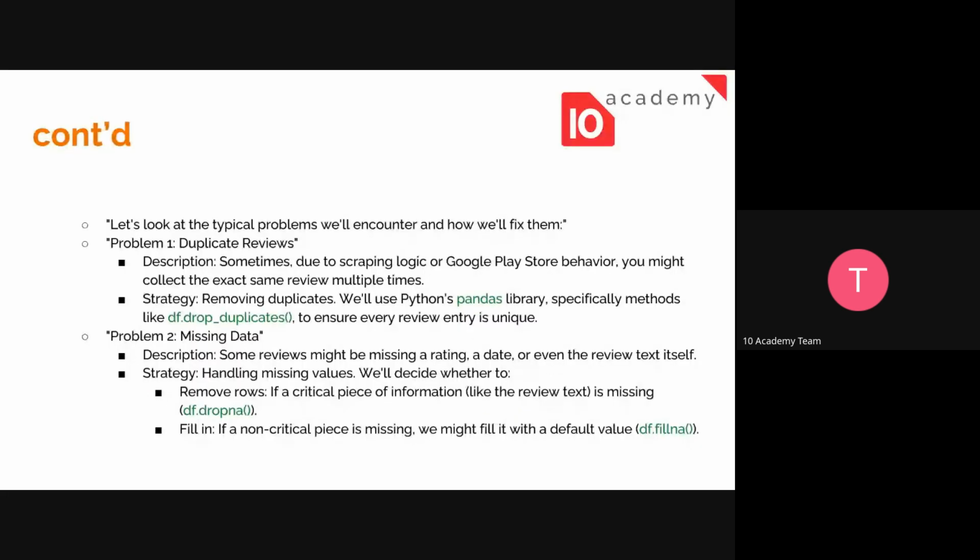So problem one: we're going to have duplicate reviews. The first issue we often face is duplicate reviews, the same review appearing more than once in our dataset. Sometimes, due to scraping logic or Google Play Store behavior, you might collect the exact same review multiple times.